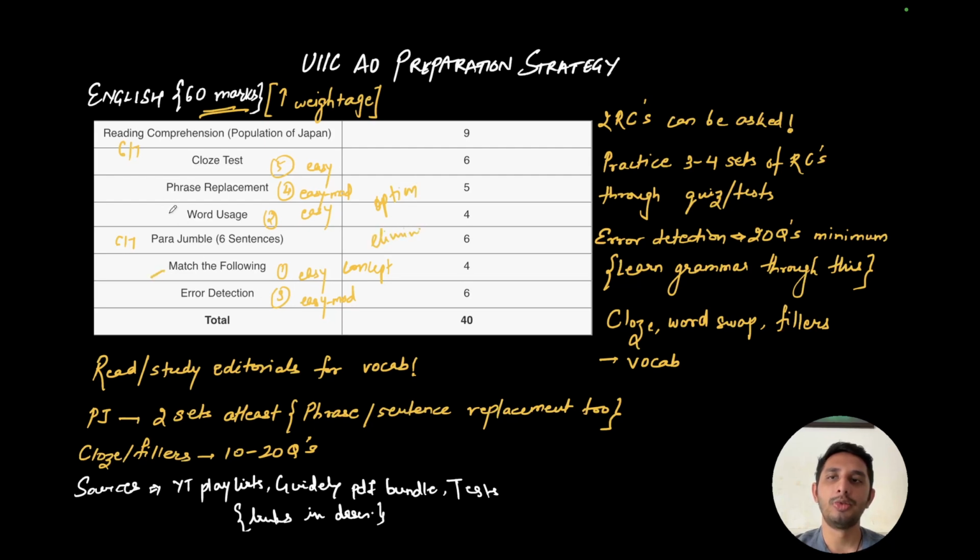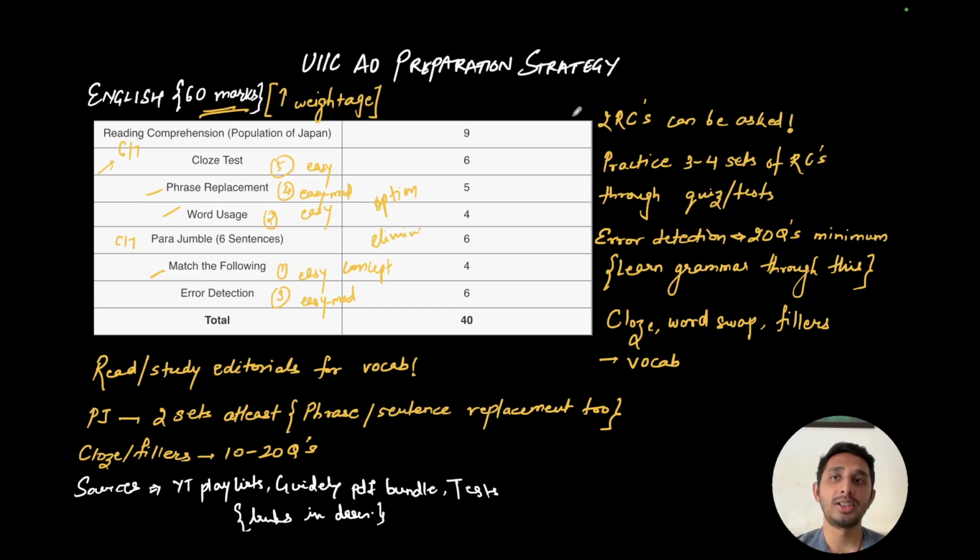Match the column, word usage, phrase replacement, everything is option based. You can eliminate and mark the answer. Error detection you can do. It will be grammar, mostly grammar based questions are there. Parajumble or reading comprehension, it's up to you. Reading comprehension can be attempted first, then parajumble.